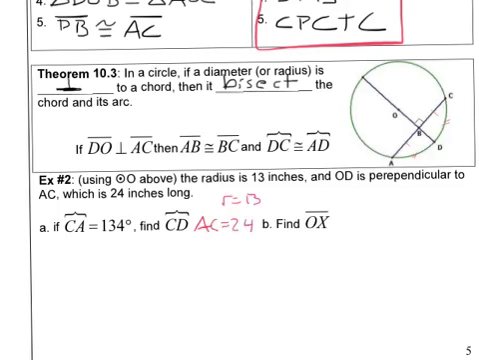Can we figure out what the arc CD is if the arc CA is 134? And can we figure out, and this is a typo, this shouldn't say OX, this should say OB. Can we figure out OB? Let me just write it again so it looks a little bit better.